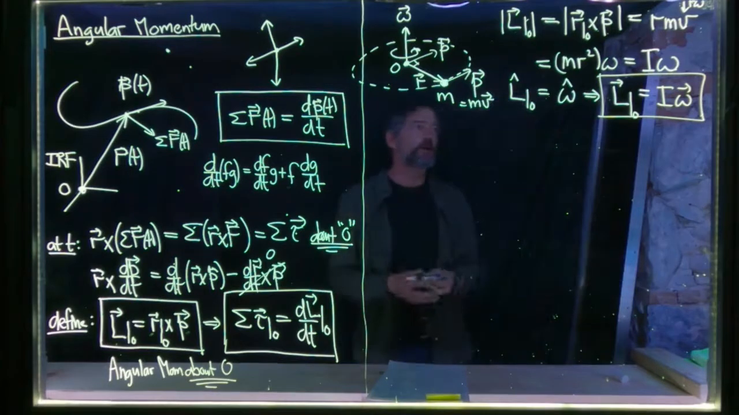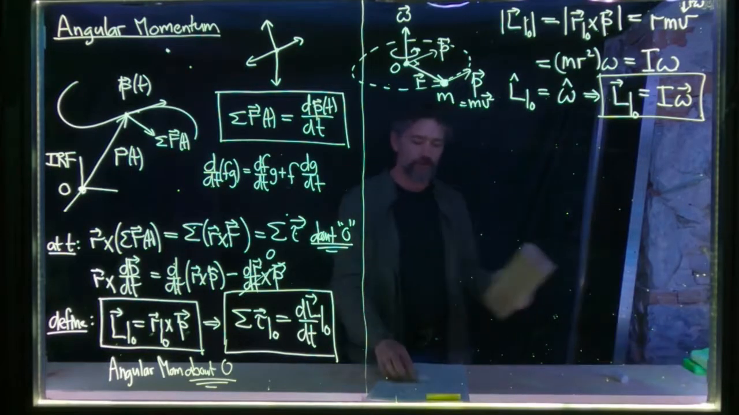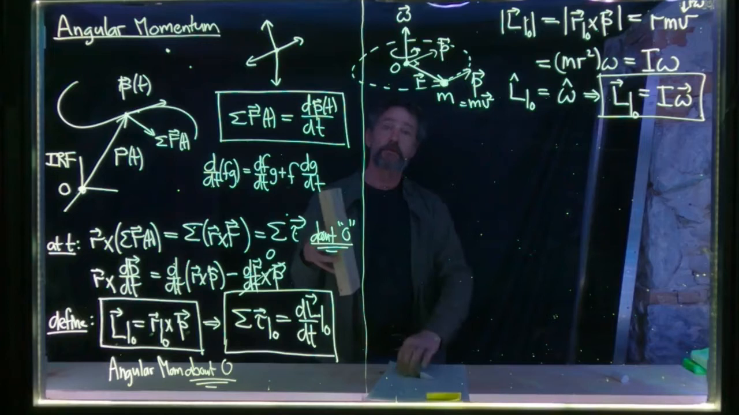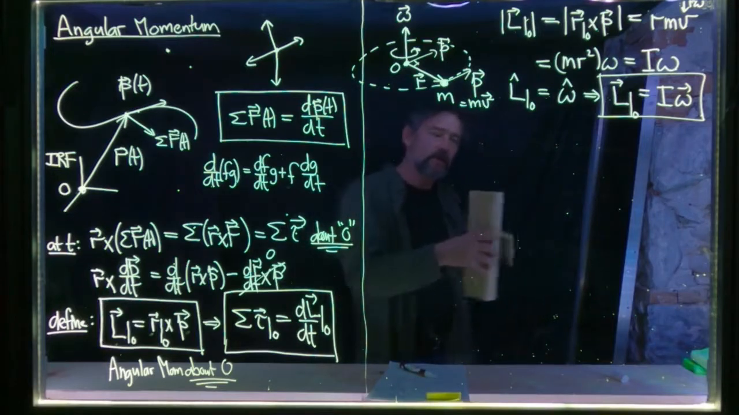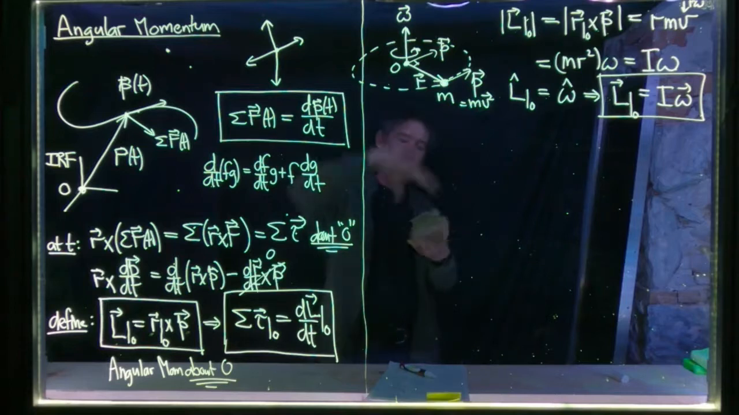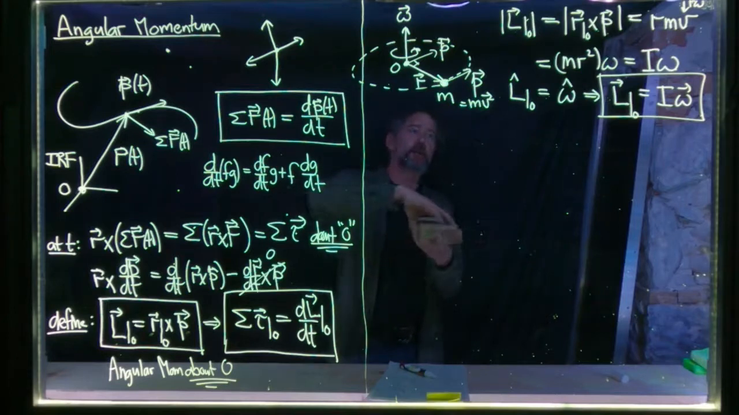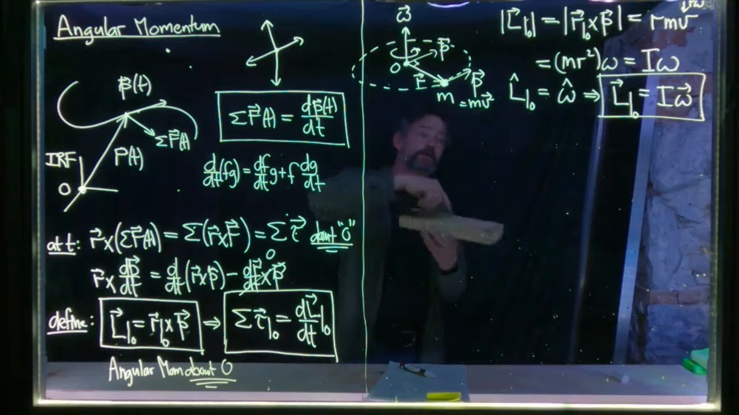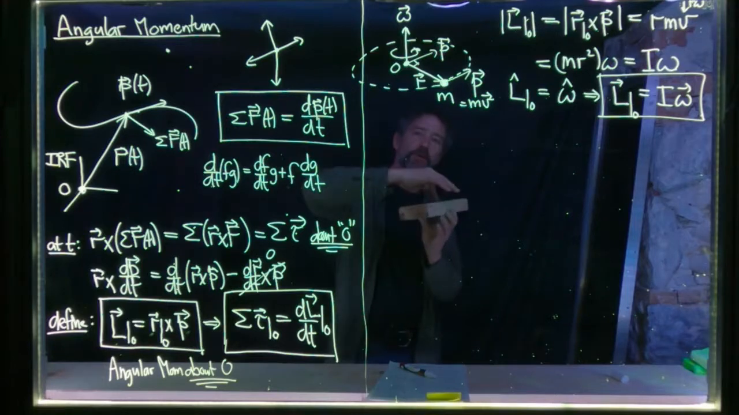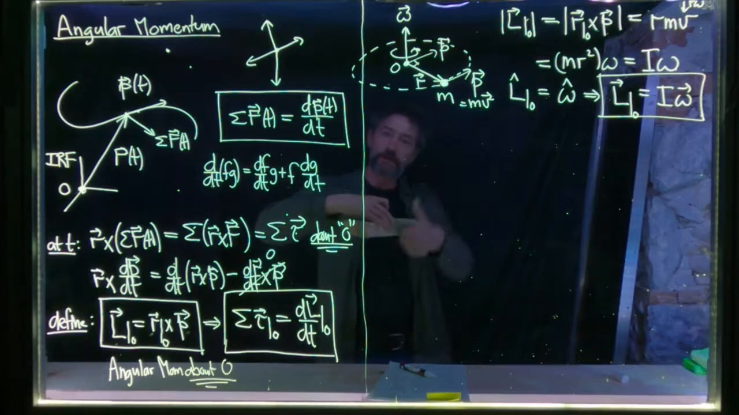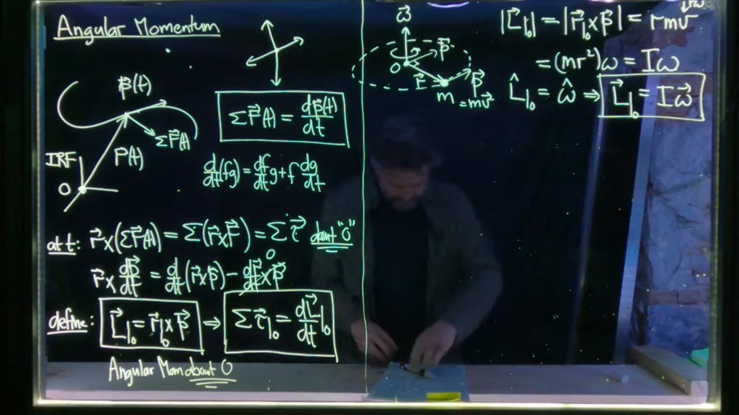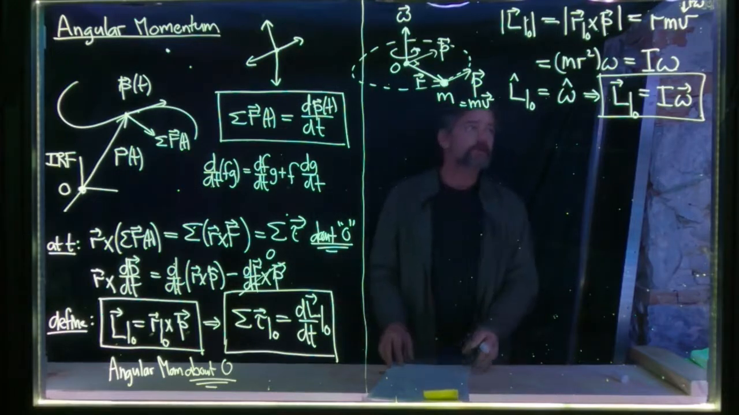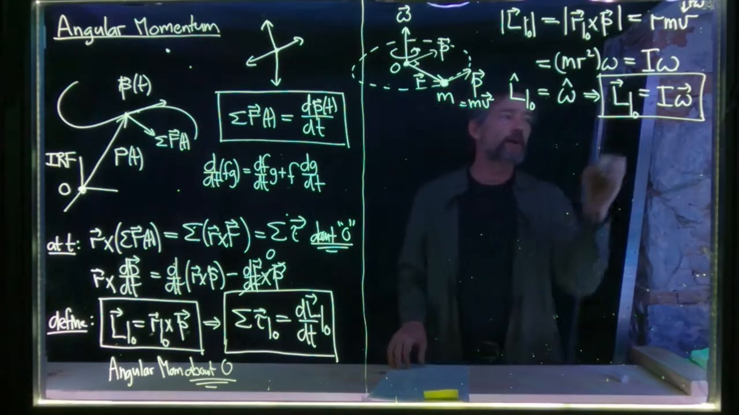And so in translational motion, we have the linear momentum is the mass times the linear velocity, mv. In rotational motion, say like this guy over here, we have the angular momentum, in this case about the center of mass, equal to the moment of inertia about the center of mass times the angular velocity. Angular velocity is in that direction, up in this case. Great. So this is completely analogous to P equals mv.